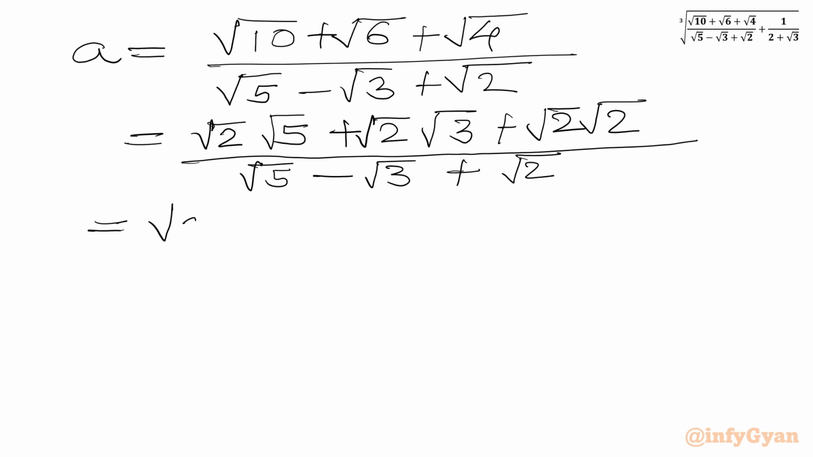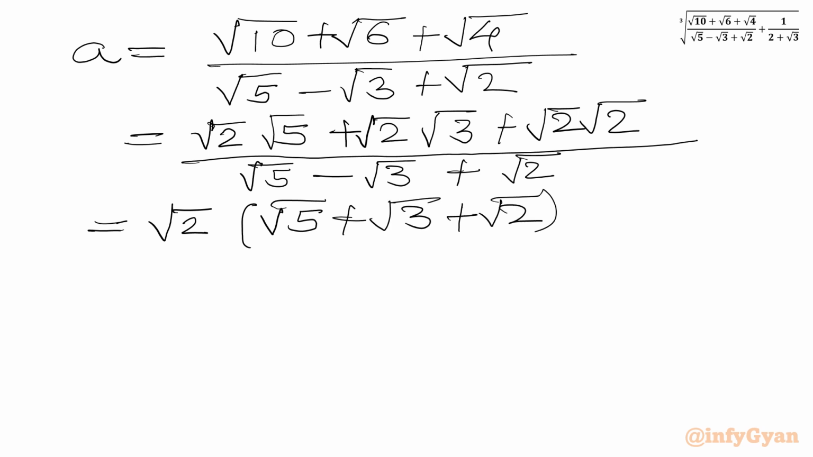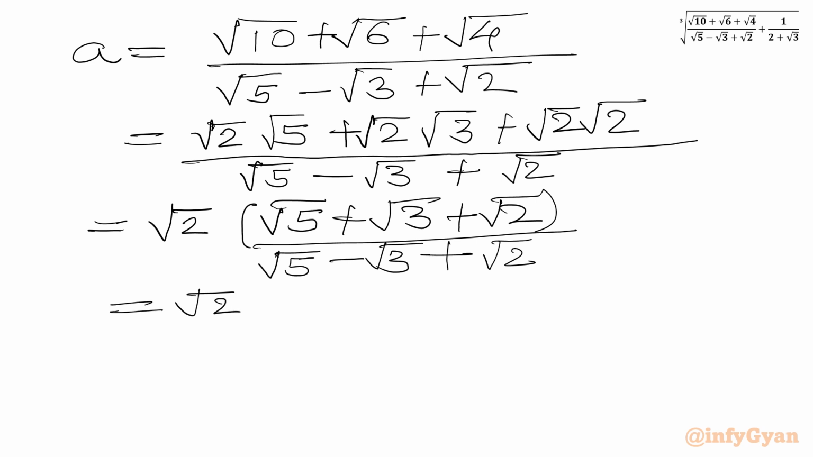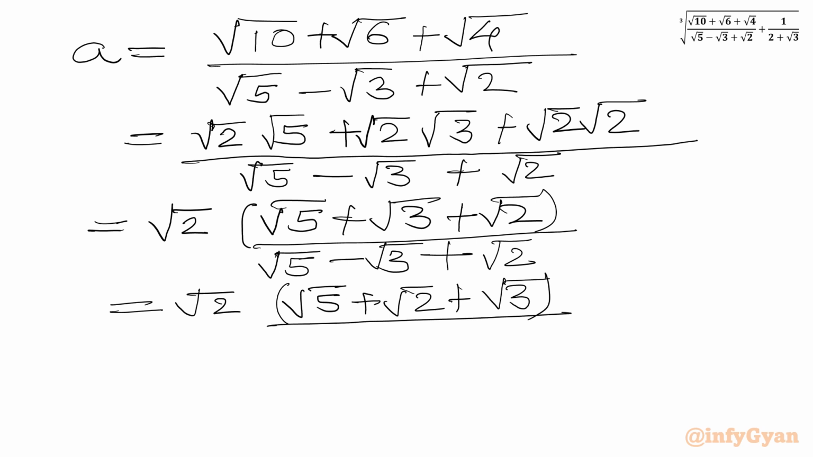Now we can take root 2 common out from the numerator. So in the bracket, root 5 plus root 3 plus root 2. And in the denominator, root 5 minus root 3 plus root 2. Now we can write root 2 times (root 5 plus root 2 plus root 3), and in the denominator we can write root 5 plus root 2 minus root 3.